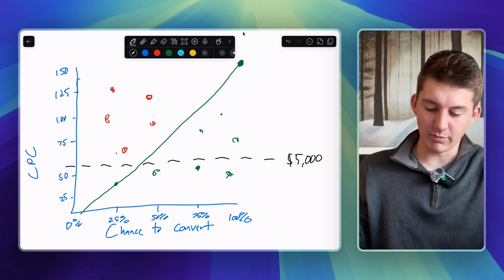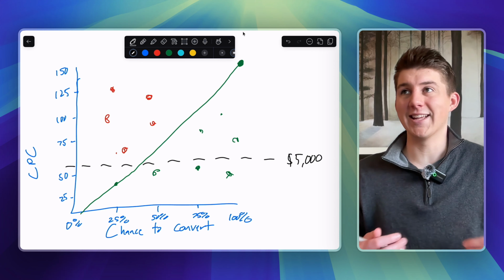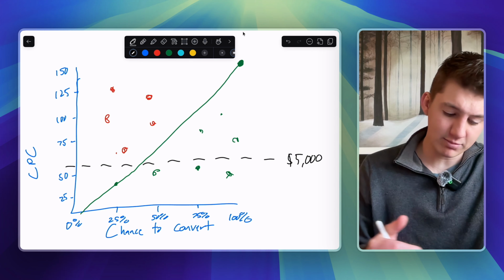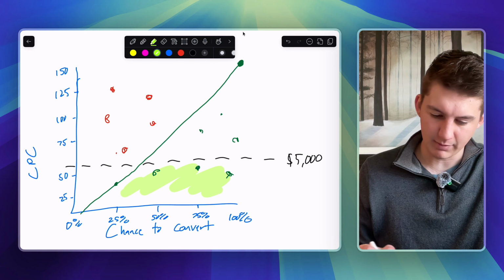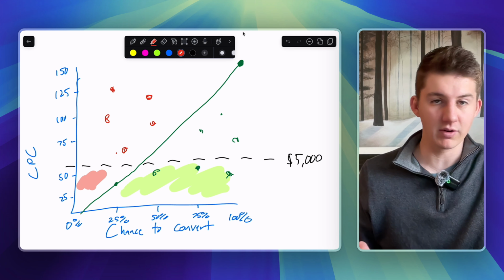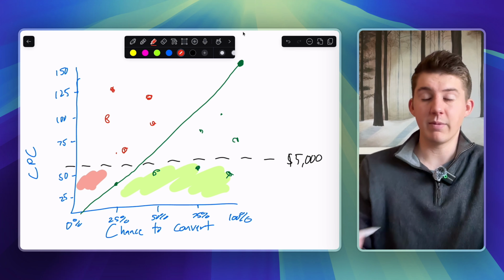Now what that means is, even if you're not running an amazing campaign, the vast majority of your clicks are going to be in this green zone. You're going to be doing just fine over here because all your clicks are coming over here and you have hardly any coming over here. So just from a pure ratio standpoint, you're going to be pretty profitable here.